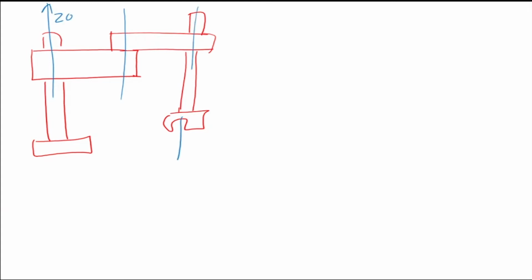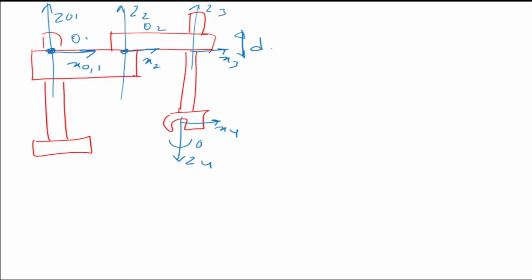So this is my Z0, Z1. This is Z2. This is Z3, and this is my Z4. And for simplicity, I'm taking the origins here. So my X0 and X1 are coming here. X2 is coming there. X3 is there, and X4 is here. This is revolute. This is the prismatic joint. So there is a motion of d. Okay, so there is theta 1, theta 2, and theta 4 here.